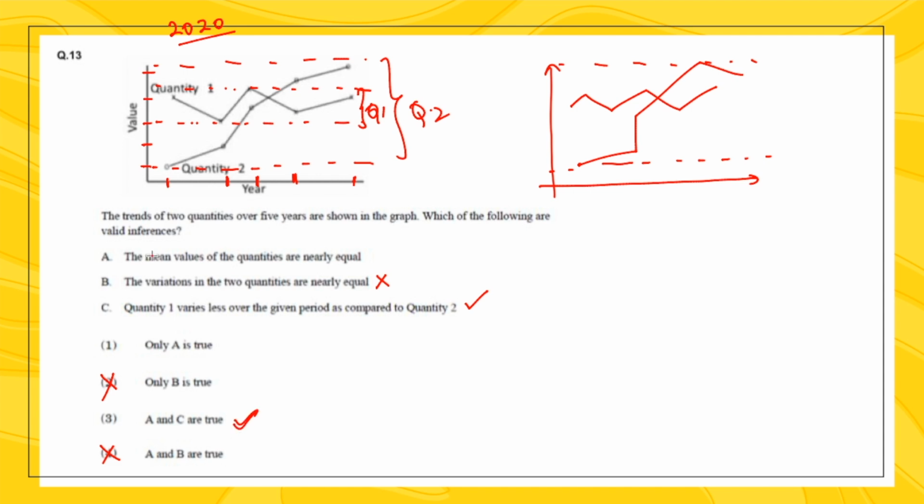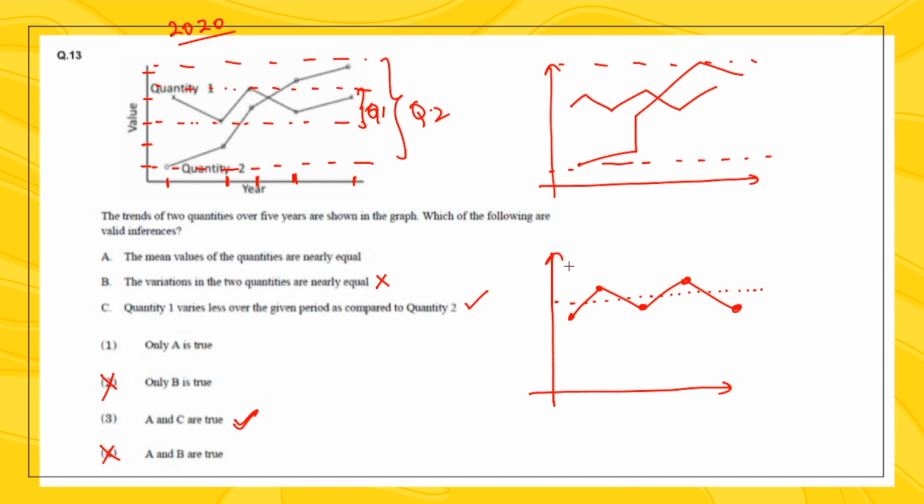Okay, so it says that the mean values of the quantities are nearly equal. So how do we find the mean value? See, the mean value which we get is basically the average of these values. If I have a graph which is going something like this, let's say I'm just drawing a random graph, its mean value will pass through something which is central to this, like this. So this will be the mean value of it.